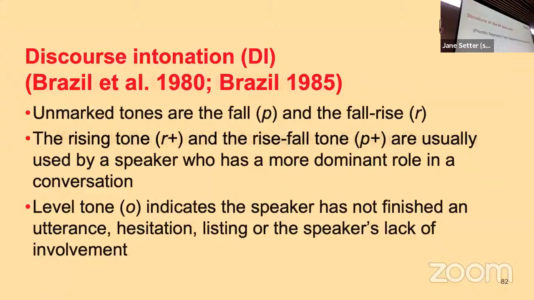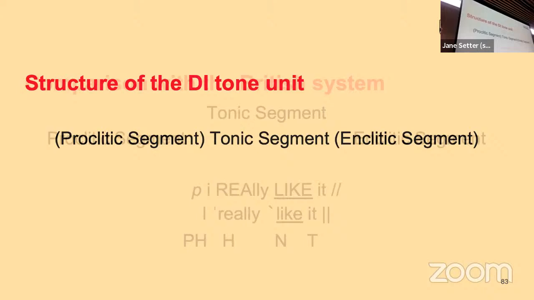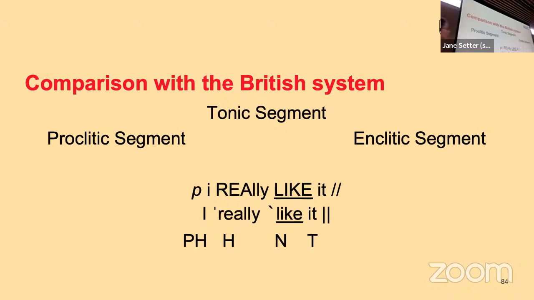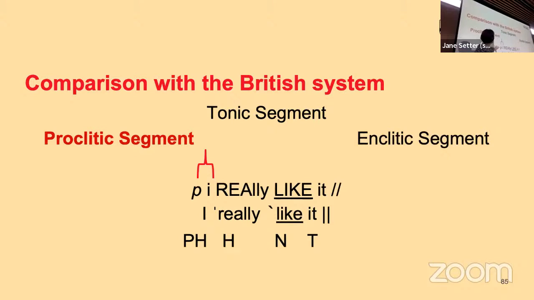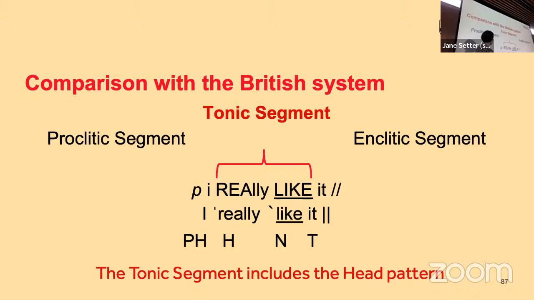Anyway, this is the way that Brazil divides up the tone unit using this system. The tonic segment is the thing that you must have. Everything after the tonic is considered the enclitic segment, and everything before it is considered the proclitic segment. If we compare this with the British system, where we've got the prehead, the head, the nucleus, and the tail, then in this system the proclitic segment is the prehead. The tonic segment is from the beginning of the accented material, from the start of the tone unit up to and including the nucleus. All of that is considered the tonic segment. And then the enclitic segment is what we call the tail in this system.